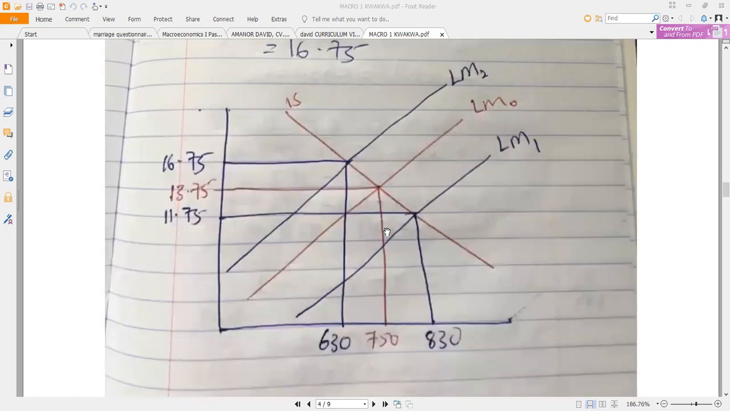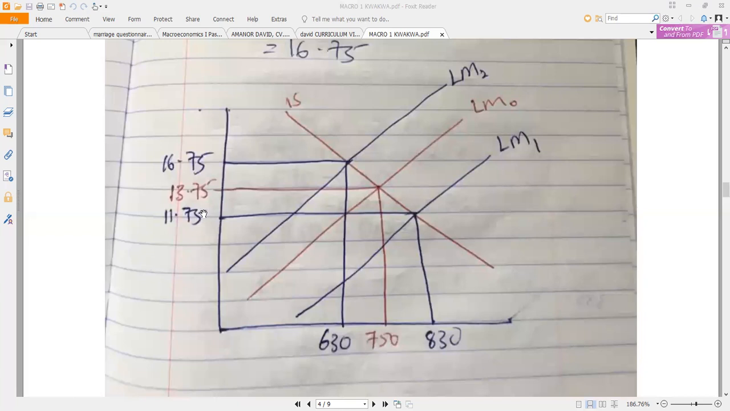This is the graphical representation of the two policies. This is the initial one: interest rate was 13.75 and income was 750. When they increased the quantity of money, the LM curve shifted downwards, so interest rate fell and income increased. But why did income increase? When they increased the quantity of money, we had excess supply of money, so we have excess demand for bonds. The price of bonds will increase and then interest rate will fall.